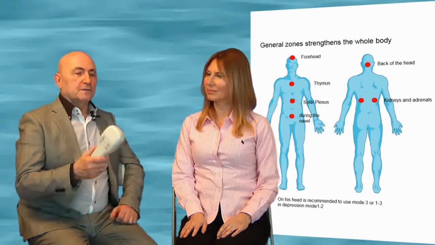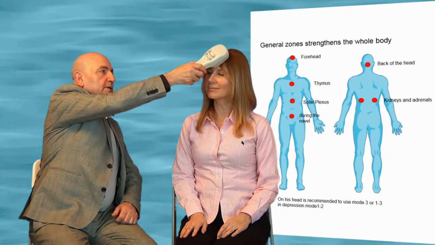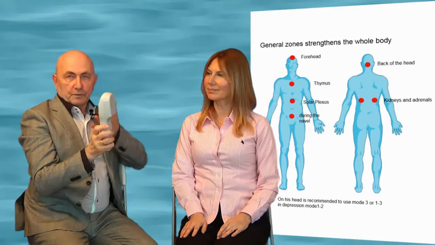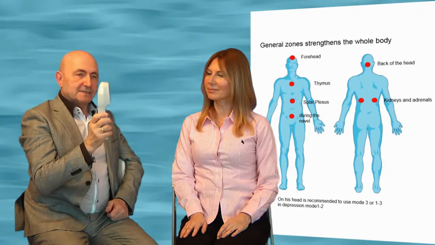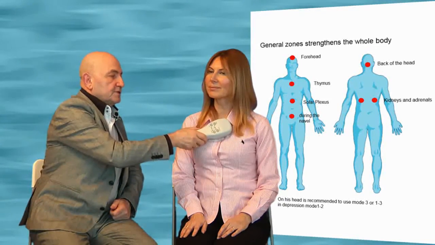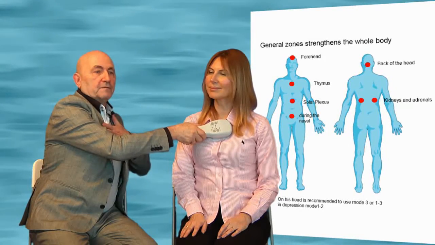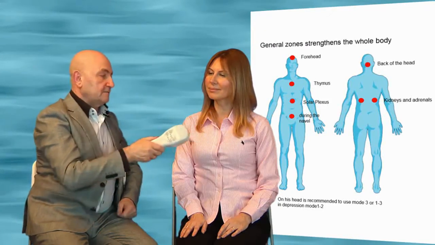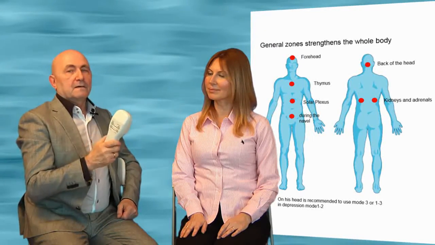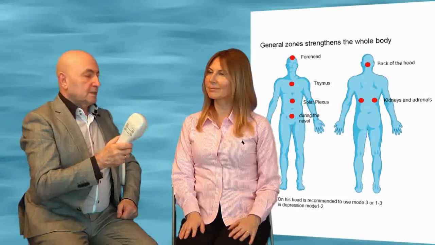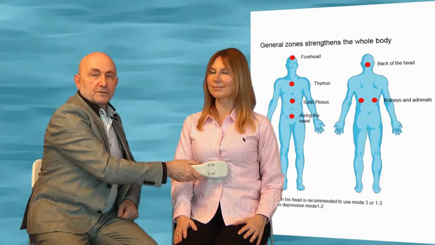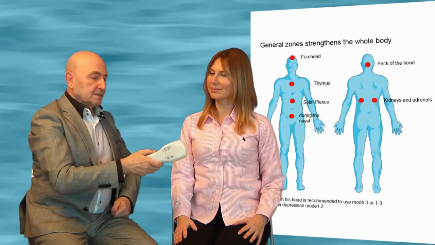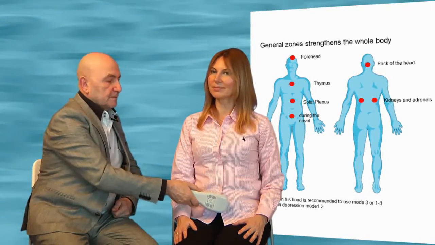I'll show you the zones, which you can also see here on the screen. First, the forehead, then the thymus, which balances the immune system. Then the solar plexus, which balances the nervous system. Next zone is located under the navel, which energizes the whole body.